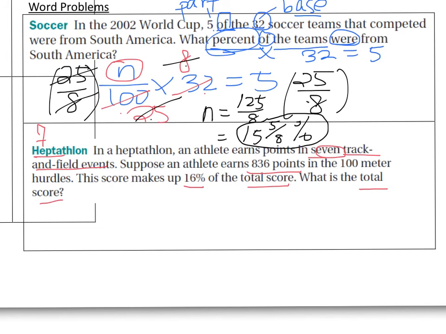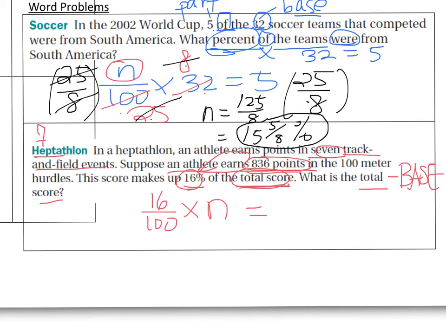Every time you're looking for a total number, then it should be the base. Okay, you're looking for the base. So we know the percent, 16%. We write that as a fraction of the total score. That's what we're looking for, the base. And an athlete earns 836 points. So this 836 points is represented by 16% of the total score, so that's the part. When you're reading these word problems, you need to know which number represents the part or the base, and if you're given a percent, it's very obvious it's the percent. And so equal 836.